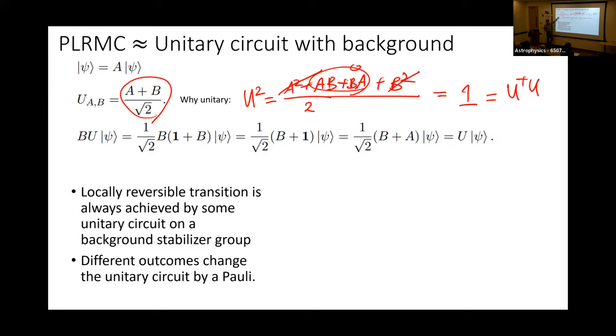But the same could be done by just measuring. So measurement is now realized by a unitary, if the initial state was nice. Just apply this calculation to that periodic locally reversible circuit. It's always achieved by some unitary circuit on top of the initial background. Of course, the outcome will be random, completely random. There will be a correlation among individual outcomes, and the different outcomes will correspond to some correction later.